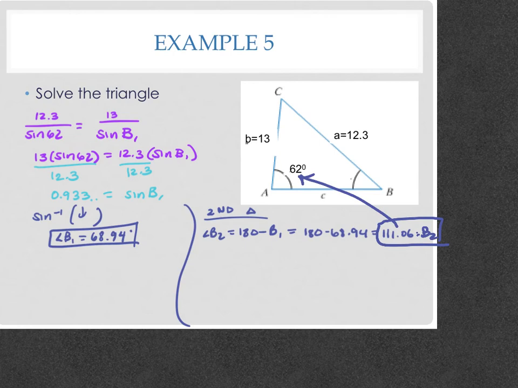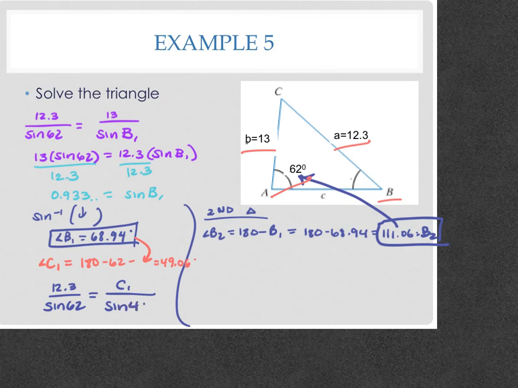So I'm going to continue to find the one on the left. My first triangle, I have angle A, I have side A, I have angle B, I have side B. I'm missing angle C1. So I do 180 minus the A that was originally given, minus the 68.94, and I get 49.06. And then I use my ratio of A's again. So 12.3 over the sine of 62 equals C1, which is what I'm missing, over the sine of 49.06.